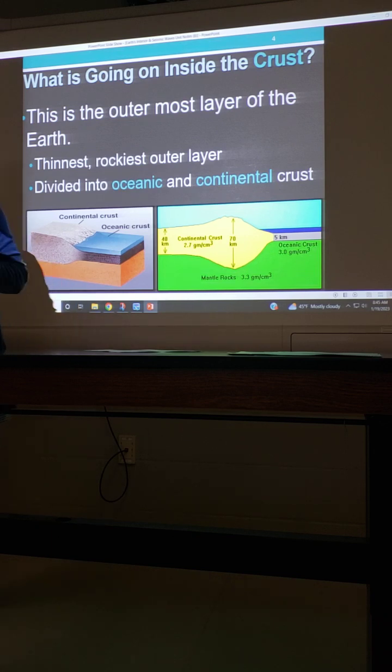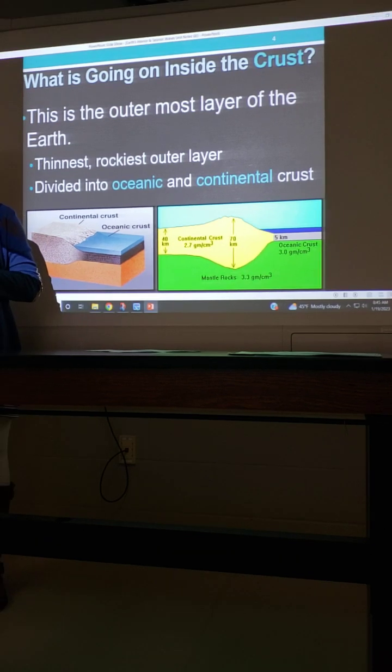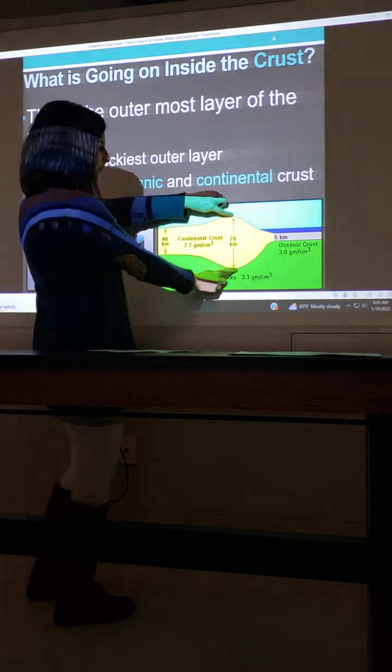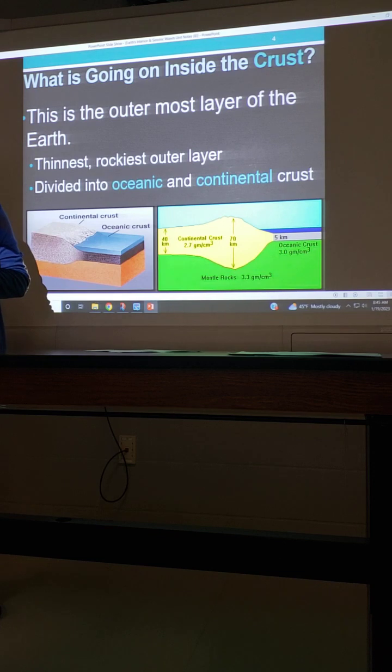The oceanic crust is typically about 4 miles deep or thick, and that'd be like driving from here halfway to Galleon. That's about 4 miles. So if we could dig straight down, that's about how thick the crust would be underneath our ocean. Now, you can see that the continental crust is significantly thicker. Typically, it's about 25 miles deep. That would be like driving from here going to Marion.